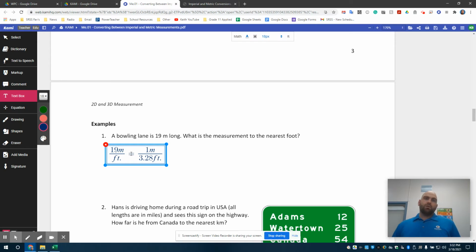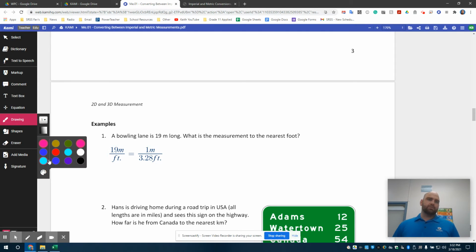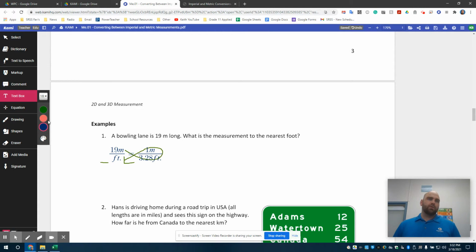Now, when we do the calculation here, let's get up our drawing. What we do is we cross multiply and divide. We're looking for feet right there, so we're missing that. So we're going to go around like this, starting with the 19 meters.